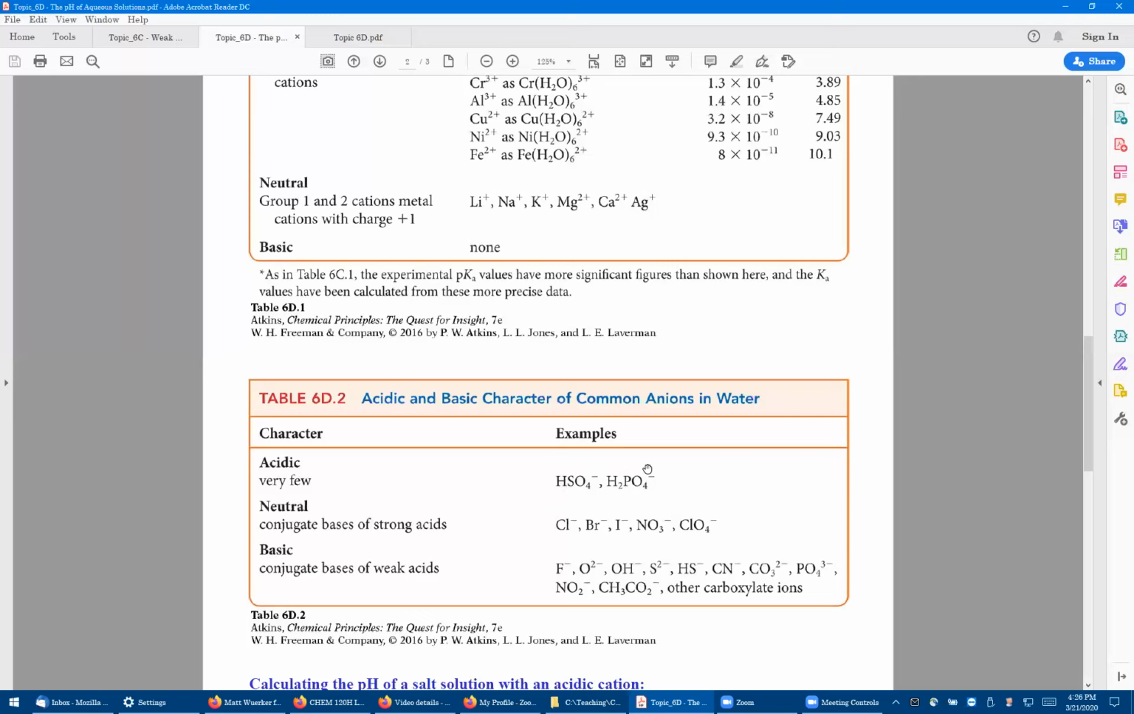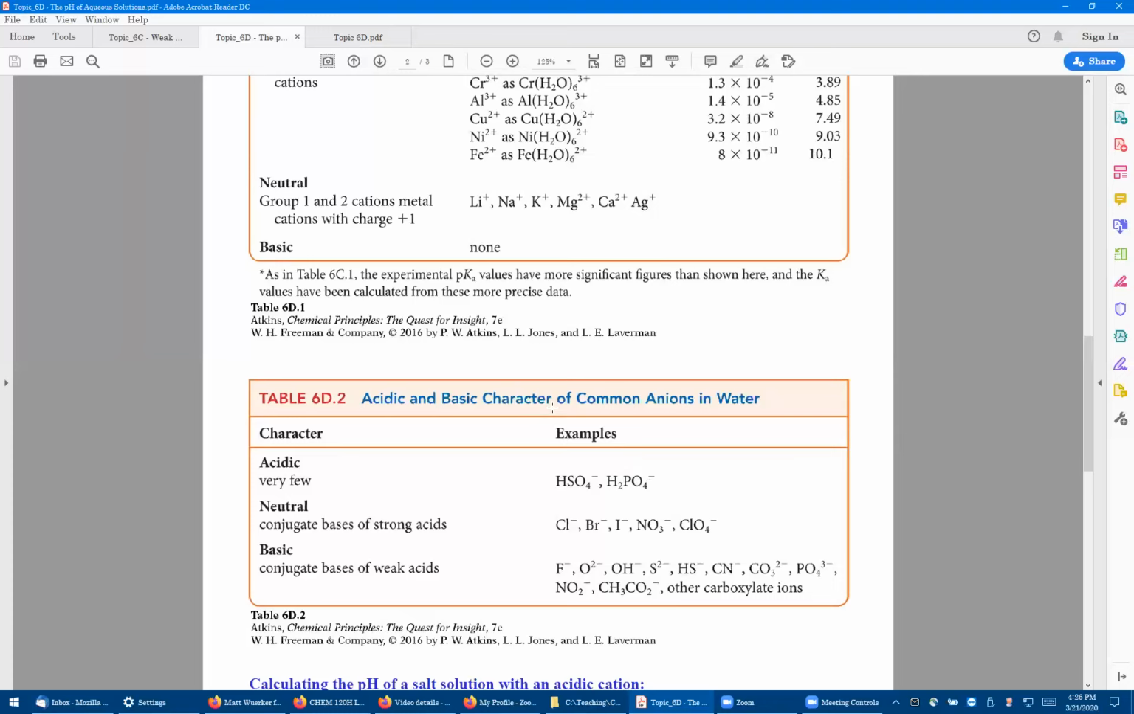H2PO4 minus, dihydrogen phosphate ion, is the conjugate base of phosphoric acid, which is H3PO4. H3PO4 can, in principle, lose up to 3 protons. This is what's left after it loses the first one. So again, it's not likely to act as a base because it already has a negative charge here.